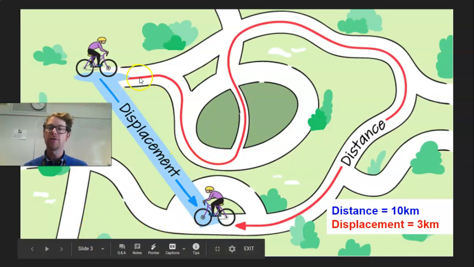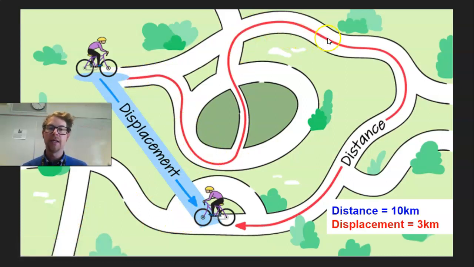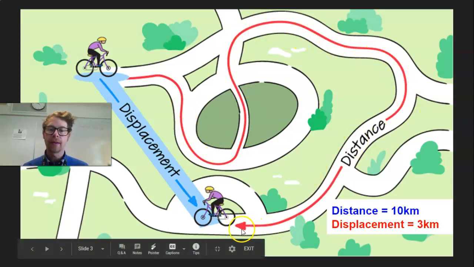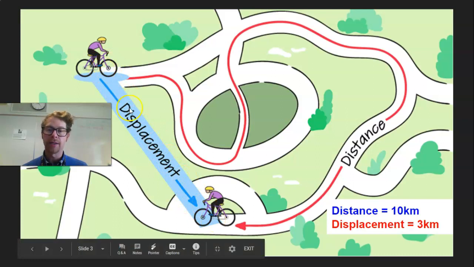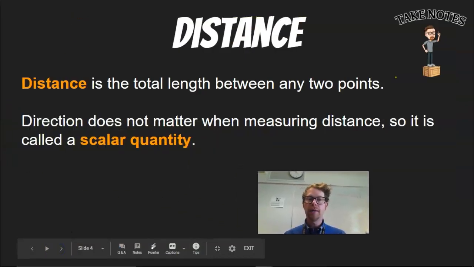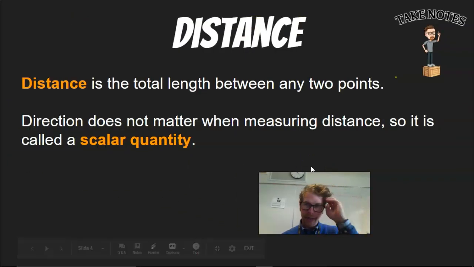So you may have traveled 10 kilometers in your winding journey all the way over to here, but your actual displacement was only 3 kilometers. It was only 3 kilometers over here. So what do we mean by that? So here's some definitions you should take notes on.